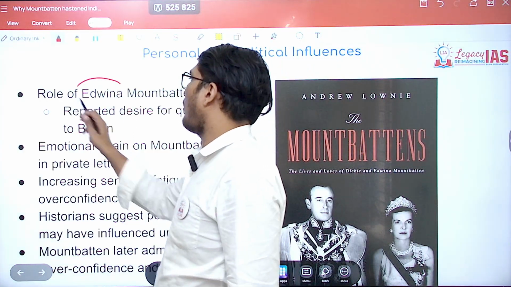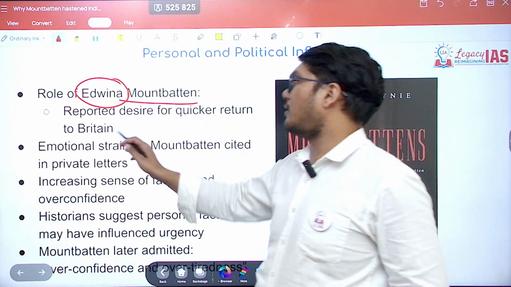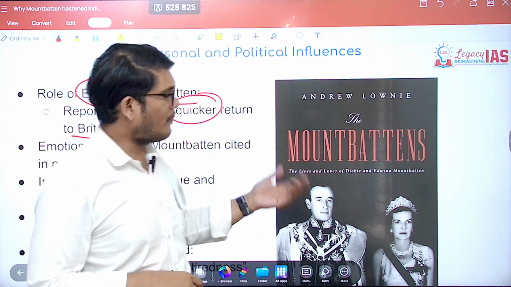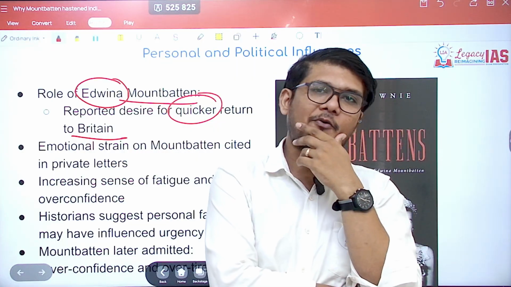For example, the role of Edwina Mountbatten. It is reported that she desired a quicker return to Britain. So just because she simply wants to go back to Britain faster, that is why you are doing this.